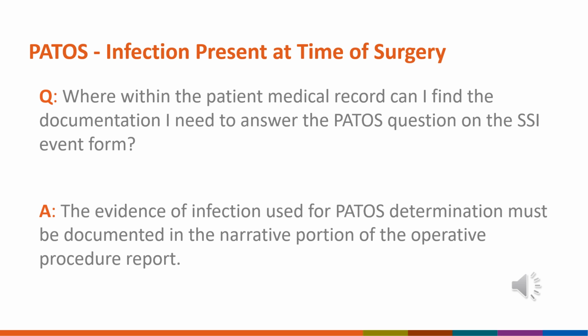The language or verbiage in the operative procedure report must clearly reflect infection is seen during the operative procedure and must also include reference to the tissue level where the infection is seen. The patient does not have to meet the NHSN definition of an SSI at the time of the procedure, but there must be documentation that there is evidence of an infection present at time of surgery.